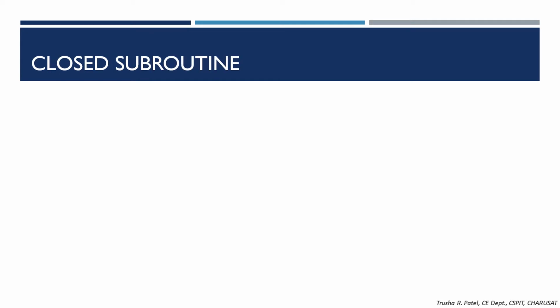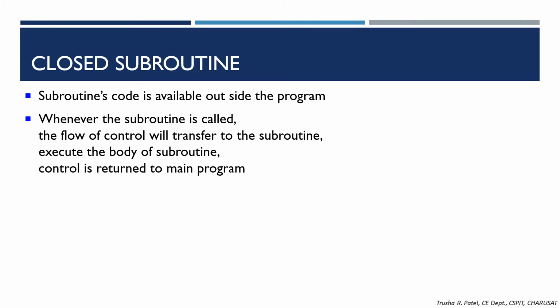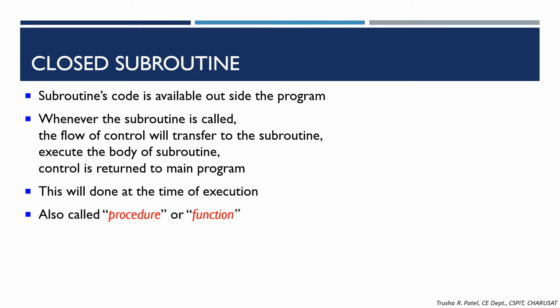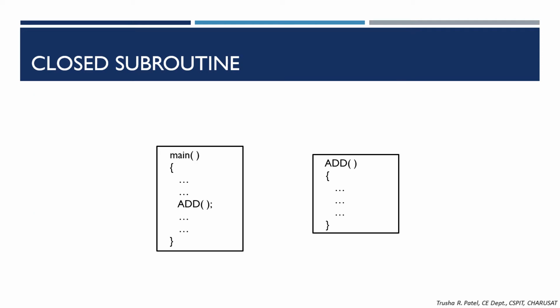Now what is a closed subroutine? It is a subroutine whose code is available outside the program. Whenever the subroutine is called, the flow of control will be transferred to that subroutine, the body of the subroutine will be executed, and control will return to the main program. This is done at the time of execution. This is called a procedure or a function.